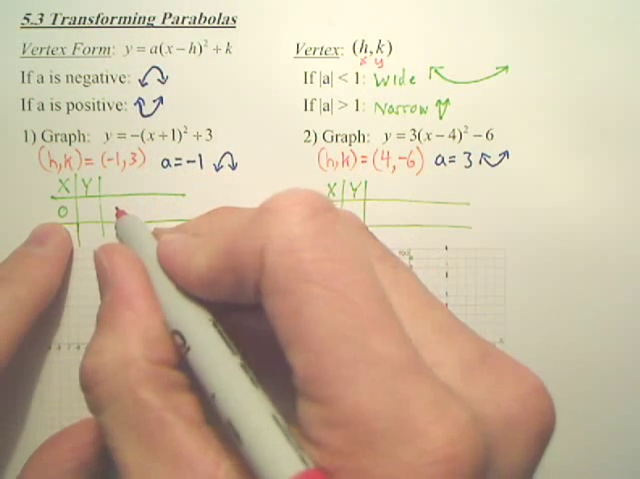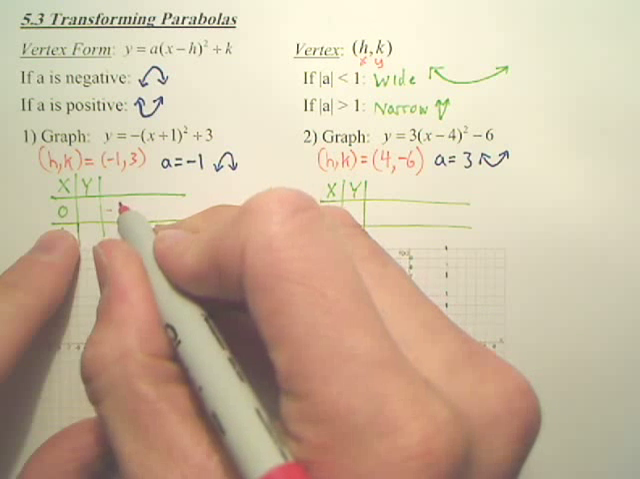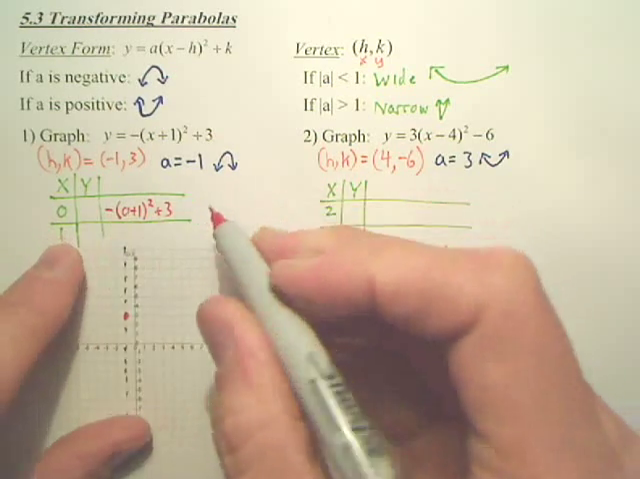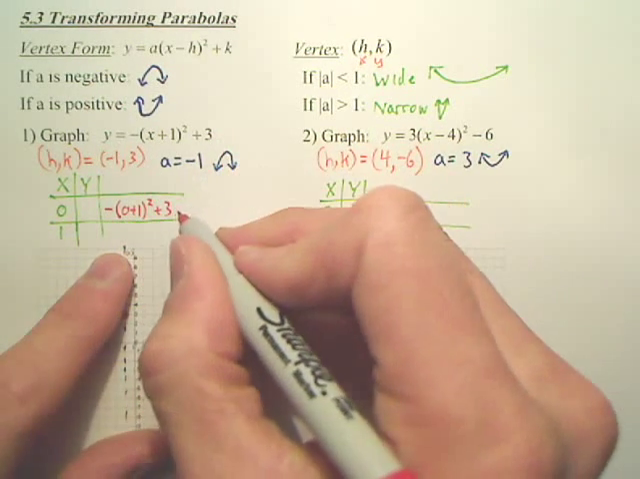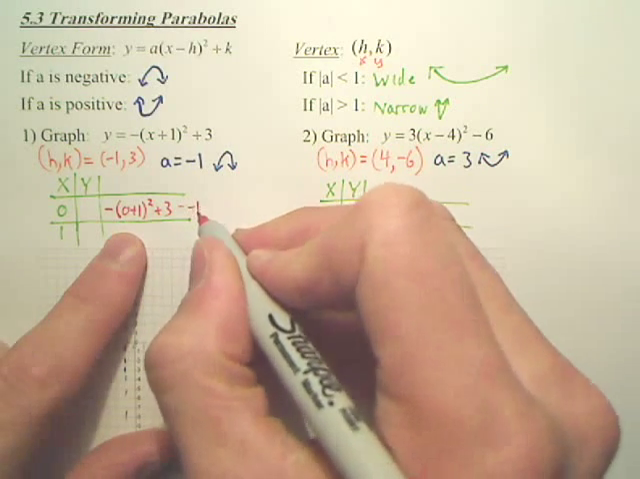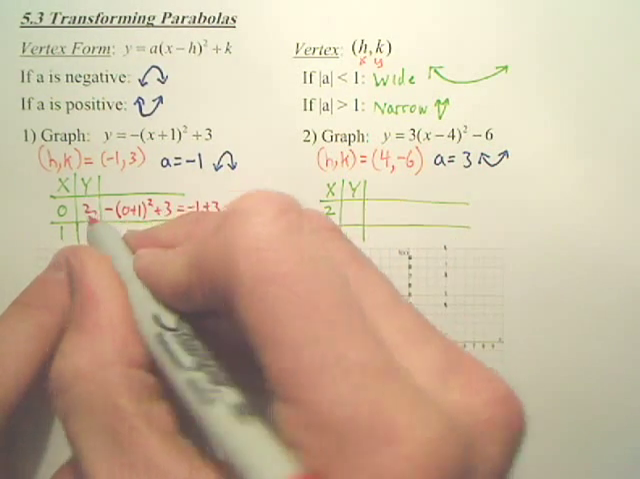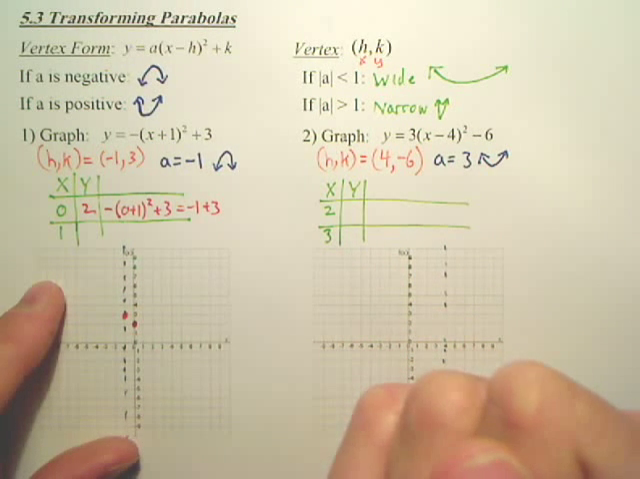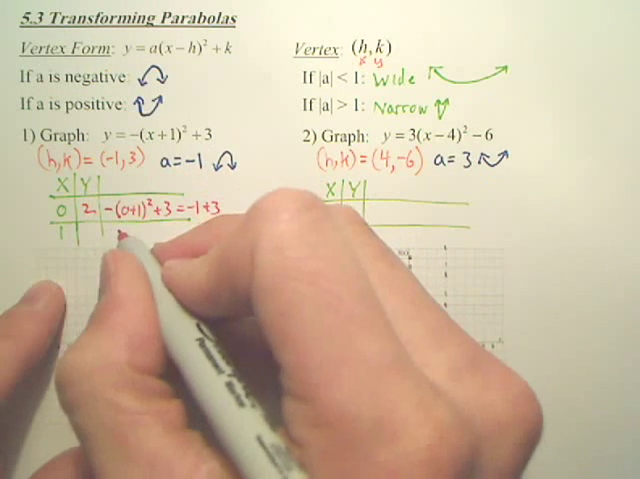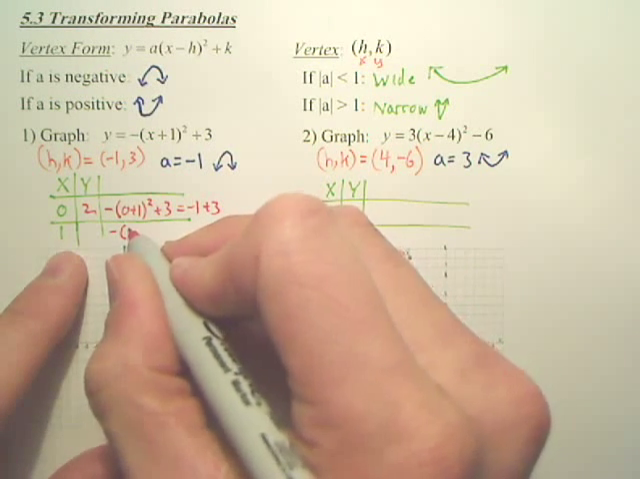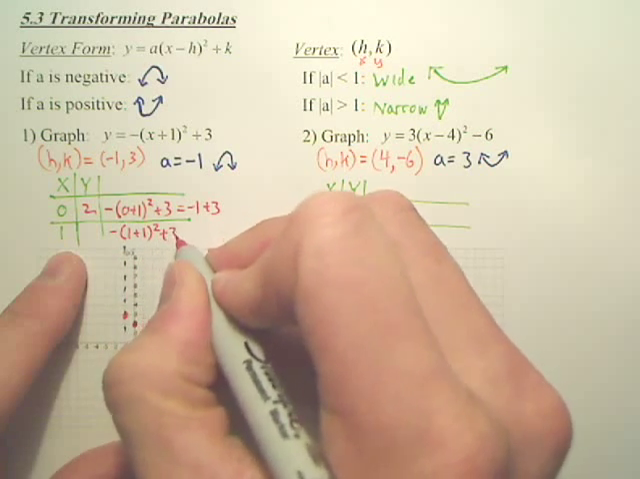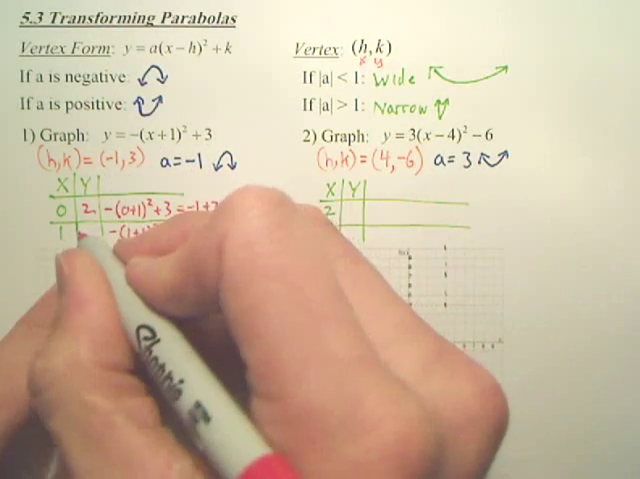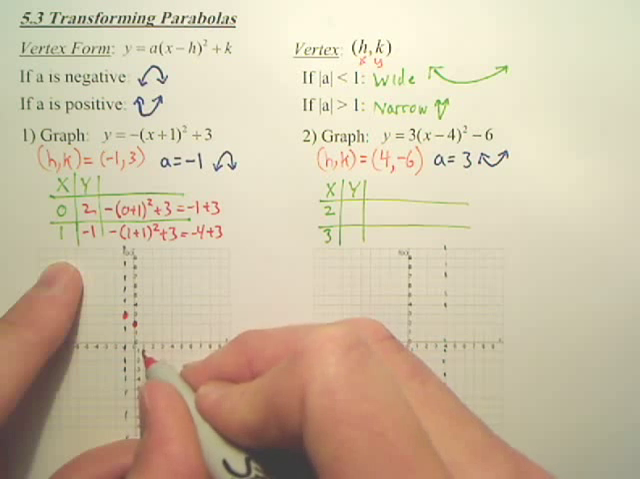Basically, you're going to plug in 0. That becomes 1 squared plus 3, so that becomes -1 plus 3, which is 2. And when I plug in 1, that becomes 2 squared, which is 4. Becomes -4 plus 3, which is -1. So 1 becomes -1.